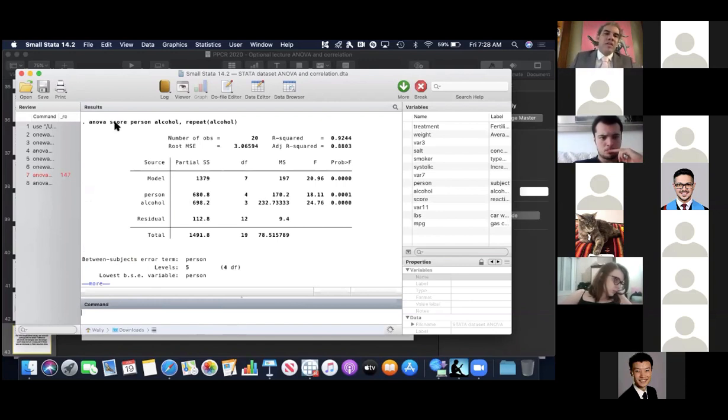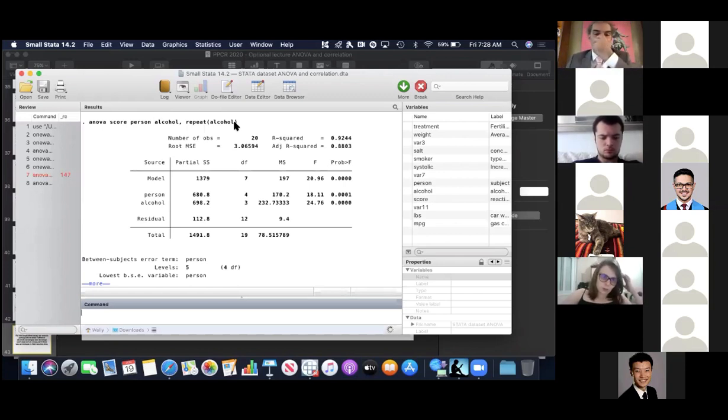Okay, this is the command. Here you need to put ANOVA, your dependent variable, then your first independent variable, which is person, your second independent variable, which is alcohol, and then you put repeat, which is the variable which is repeated, and it's alcohol, and that's all your command.